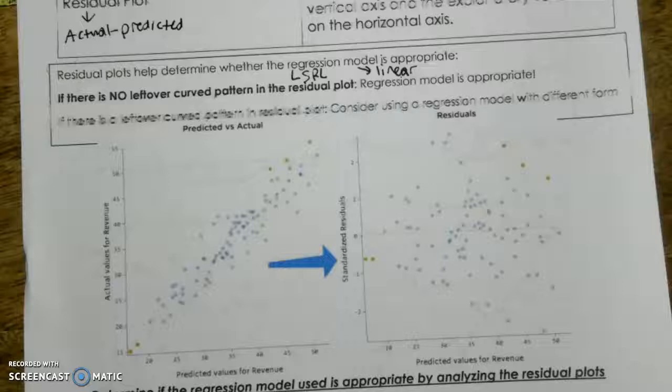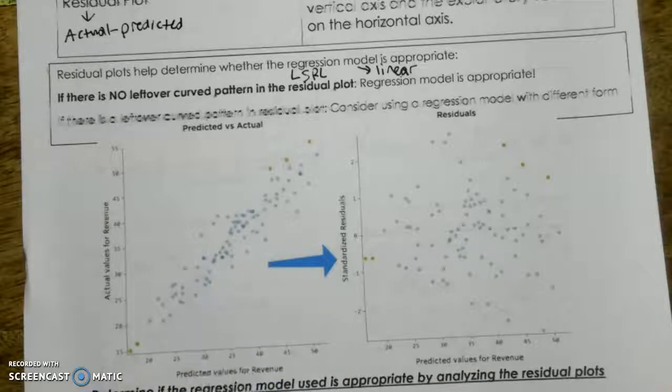So I want my residual plot to look random. If there is no leftover curve pattern, then my regression model is appropriate. If I do have a leftover curve pattern in the residual plot, I need to consider a different regression model. I can't use a linear regression model. All right, so let's take a look.